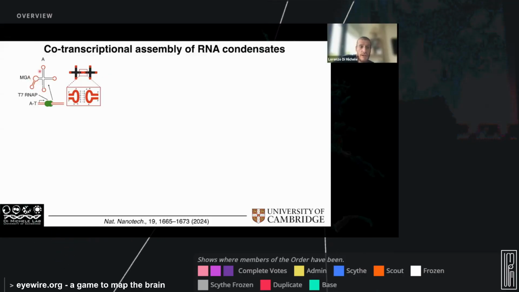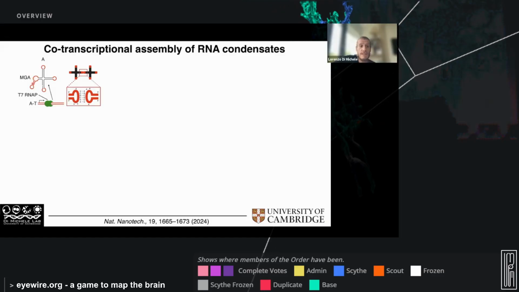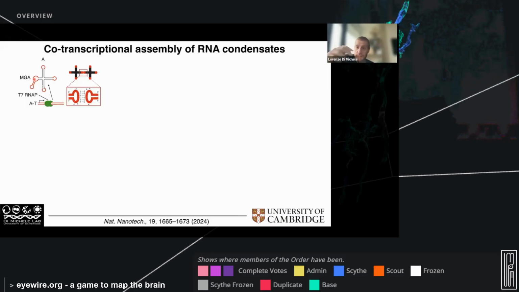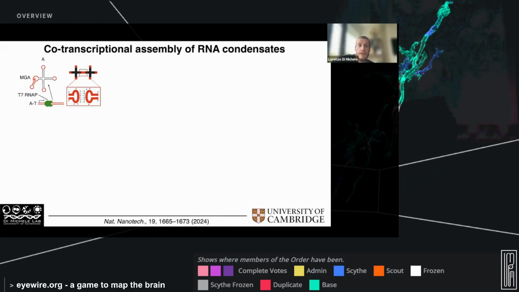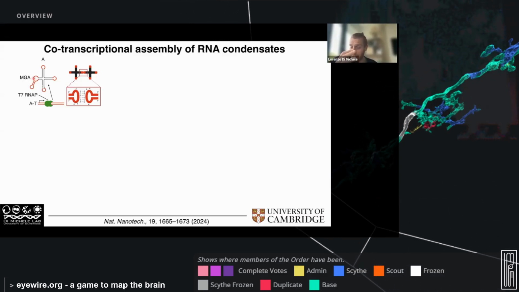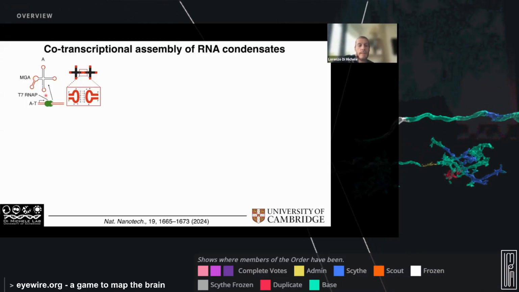The other important feature here is this MGA, which stands for malachite green aptamer. So this is a fluorescent light-up aptamer. So it's a little bit of DNA that has been selected such that it binds to a bad fluorophore. And when the fluorophore binds to it, this becomes a good fluorophore. And therefore, you can see your RNA being made.